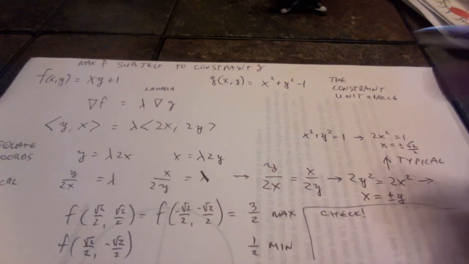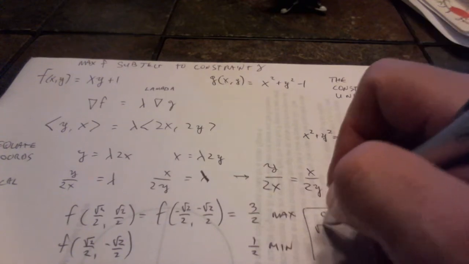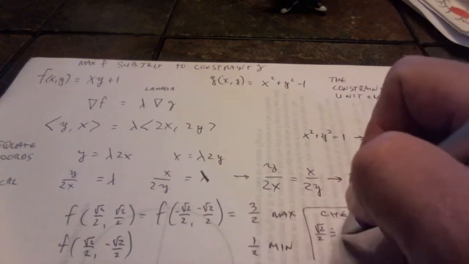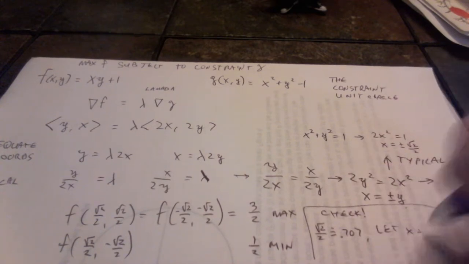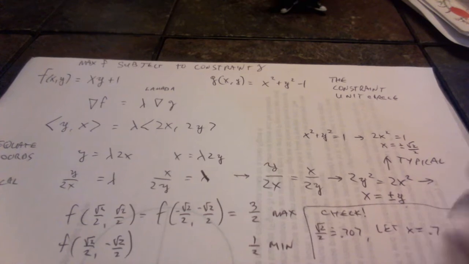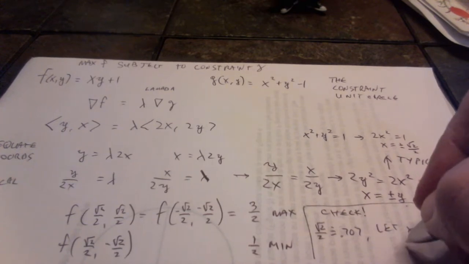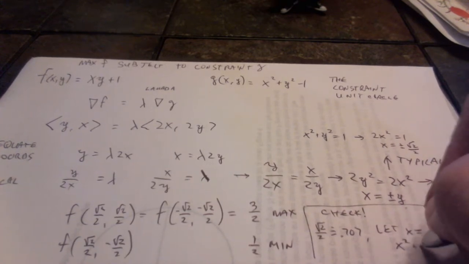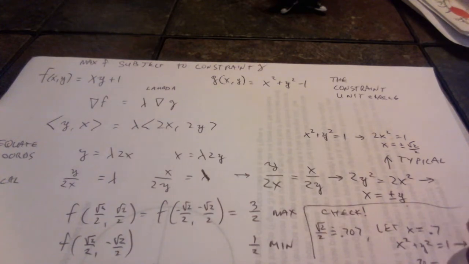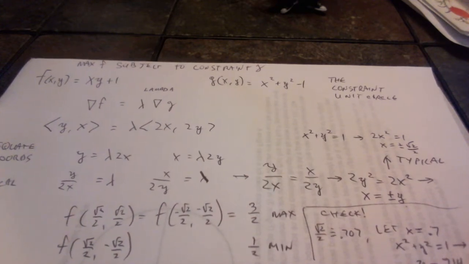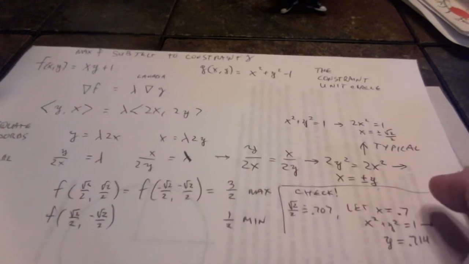So if you remember, square root of 2 over 2 is approximately 0.707. Since square root of 2 over 2 is approximately 0.707, let x equal, how about just 0.7? Now, x squared plus y squared equals 1 implies that y, in this case, is equal to 0.714. So I did this calculation ahead of time.